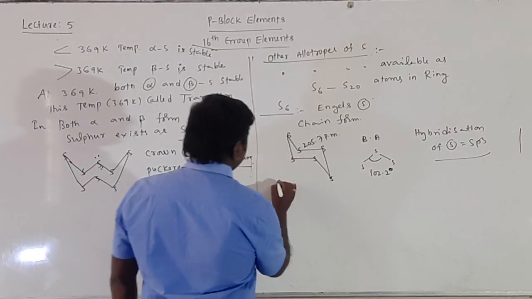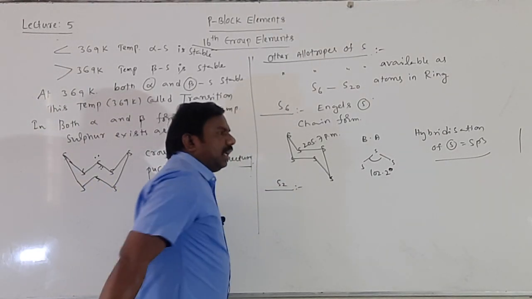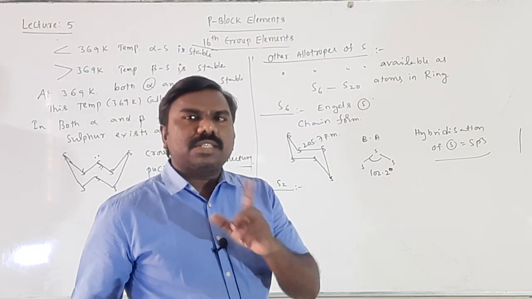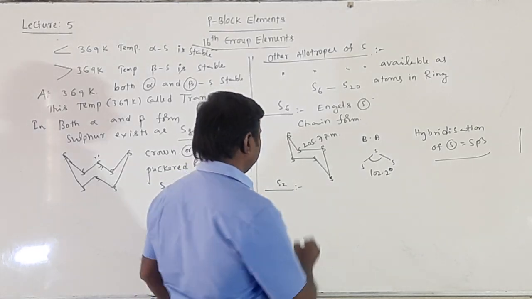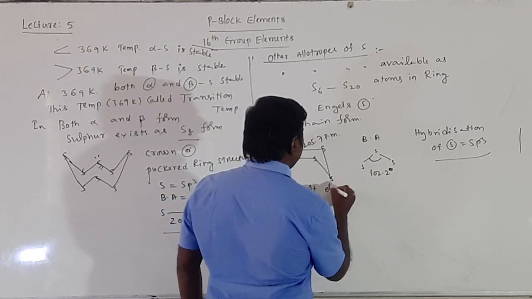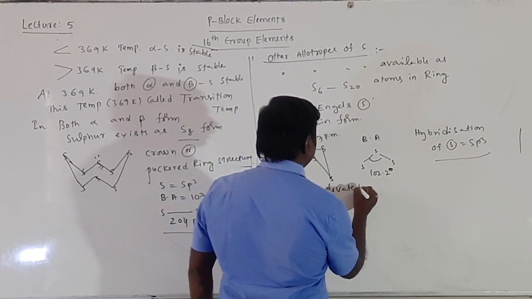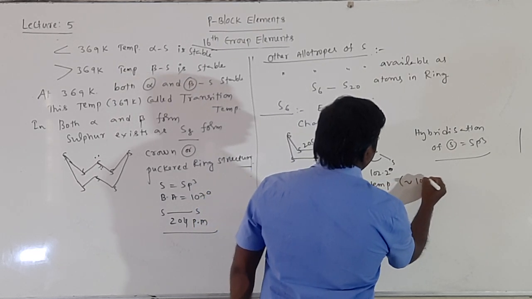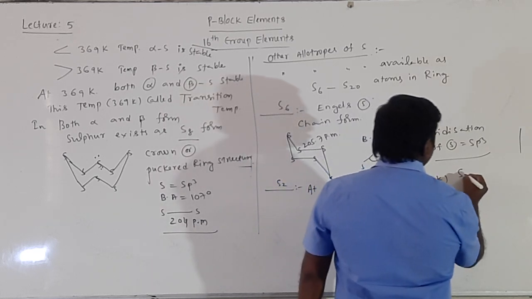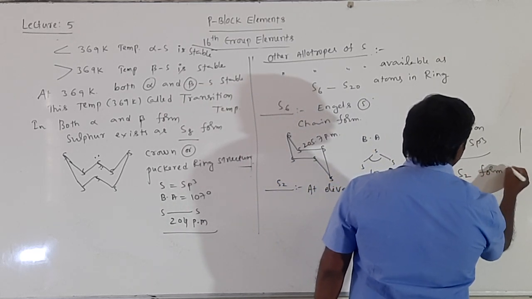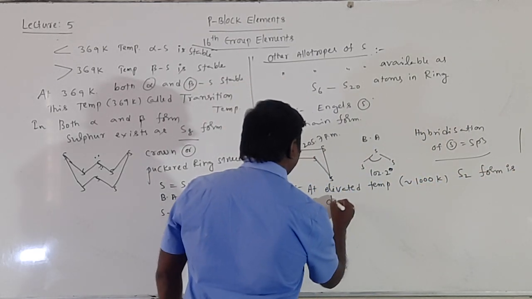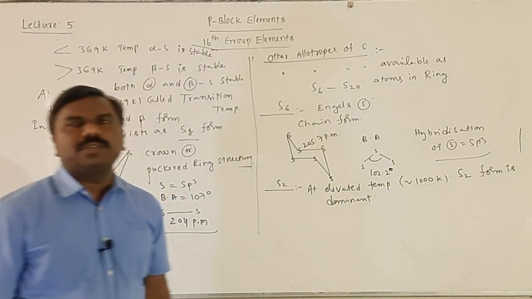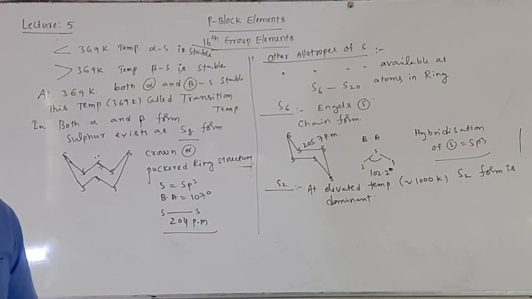Another one is S2. At high temperature, nearly 1000 Kelvin, S2 form is the more stable one. At elevated temperatures, nearly 1000 Kelvins, S2 form is the dominant form over other forms.